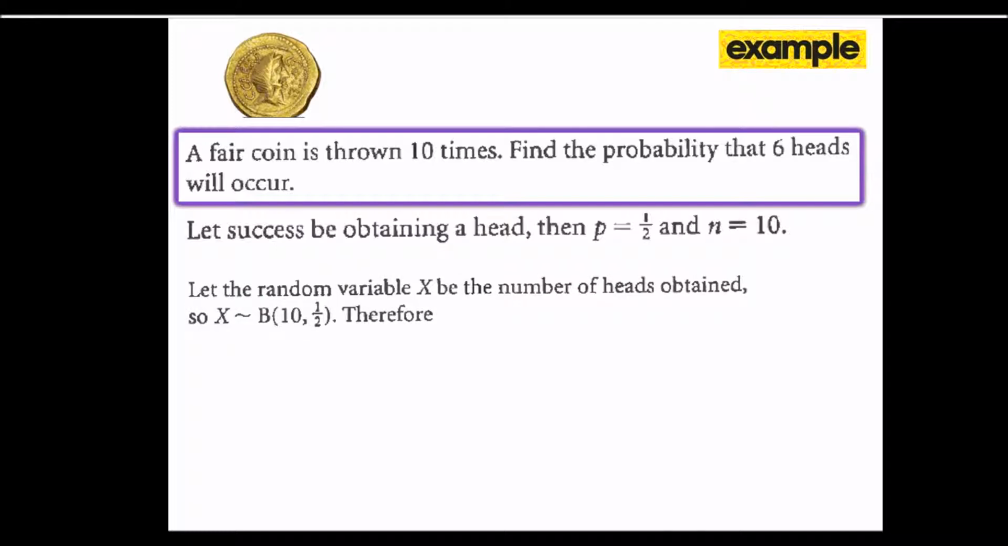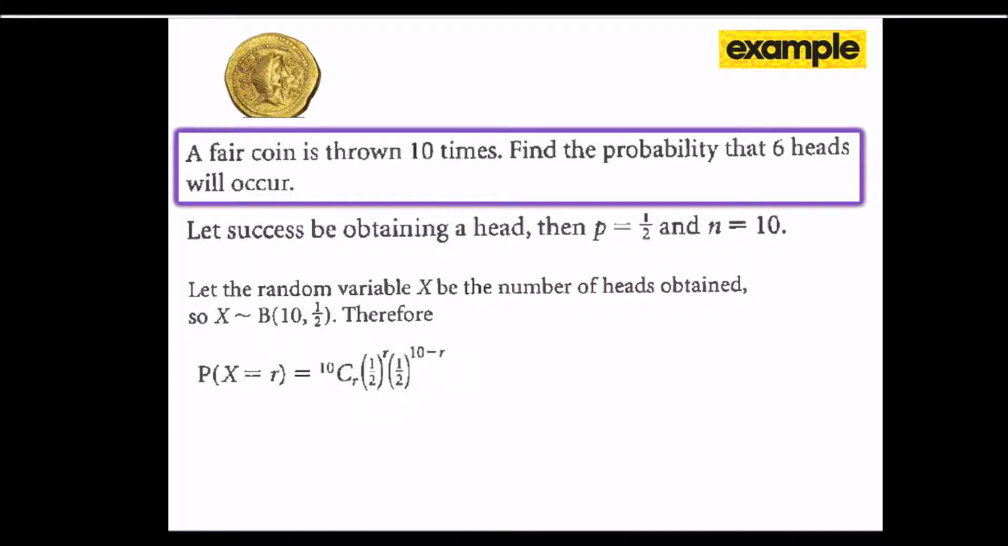So you can use this notation. X is binomially distributed. That's what this means. X is distributed binomially with n equals 10 and probability of success equals 1/2. So try to also think what would be the probability of a failure. It would be 1/2 as well, because it's 1 minus 1/2.